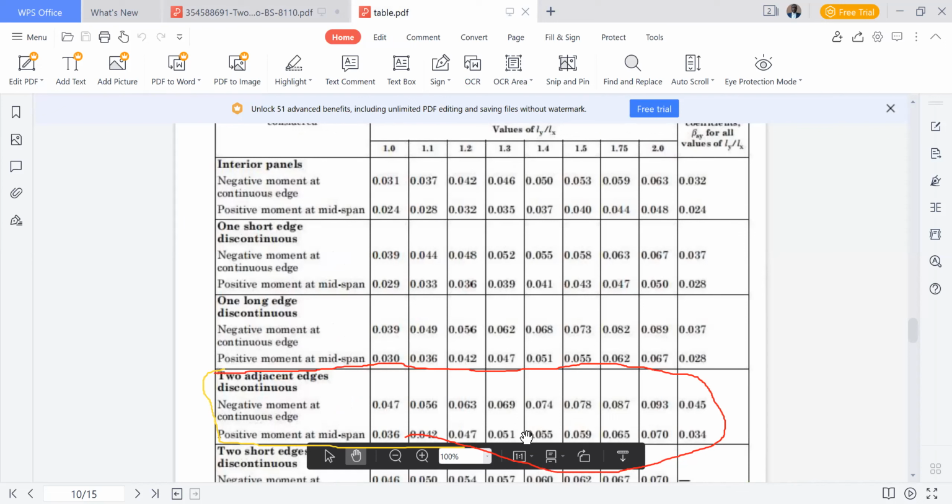And then for short span at mid, we come here, still in this table, positive moment at mid span, we move along that direction to where we have 1.34. So 1.34 is not in the table.